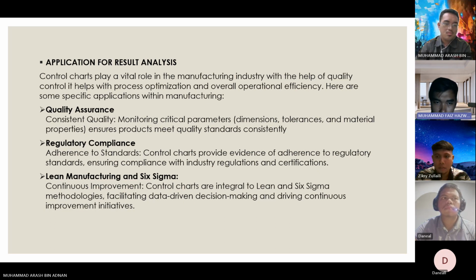Second, regulatory compliance. Adherence to standards. Control charts provide evidence of adherence to regulatory standards, ensuring compliance with industry regulations and certification. The third, lean manufacturing and Six Sigma. Continuous improvement: control charts are integral to Lean and Six Sigma methodologies, facilitating data-driven decision-making and driving continuous improvement initiatives.